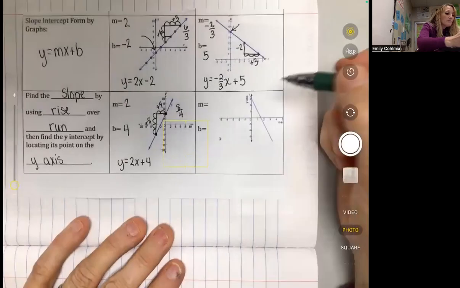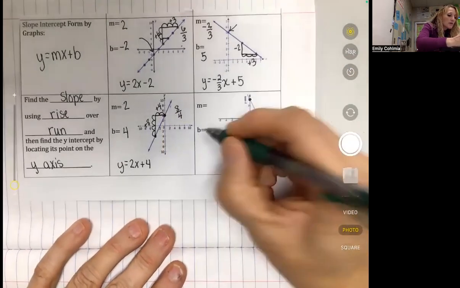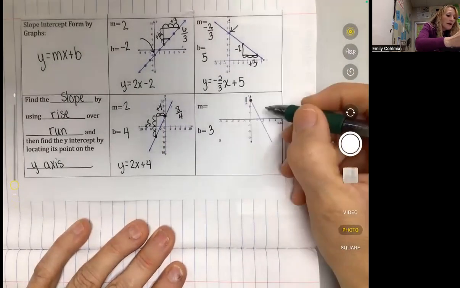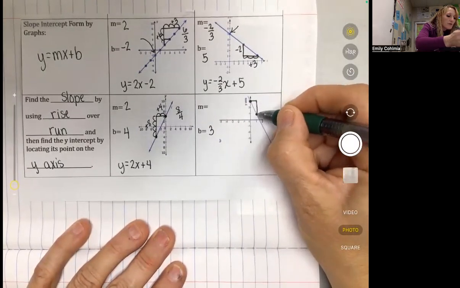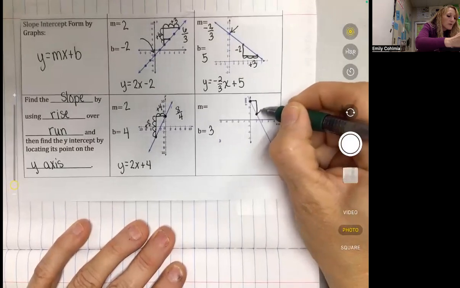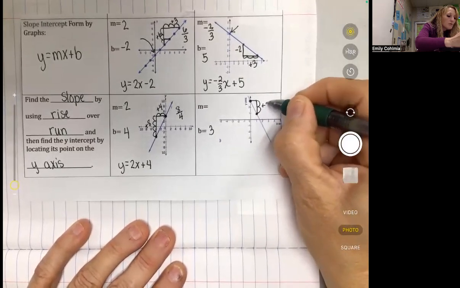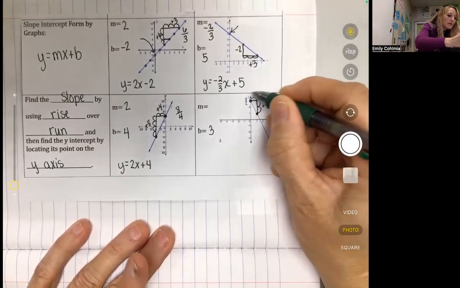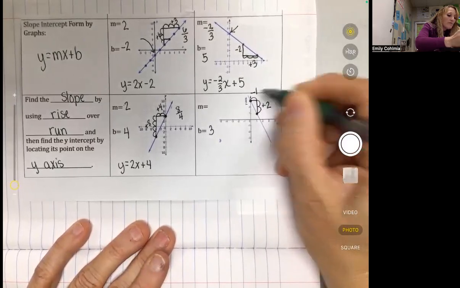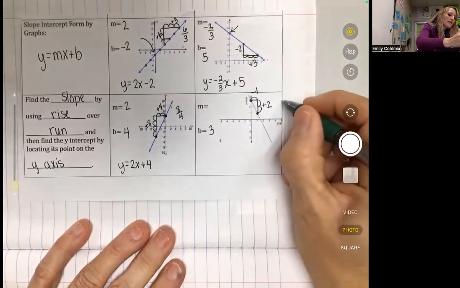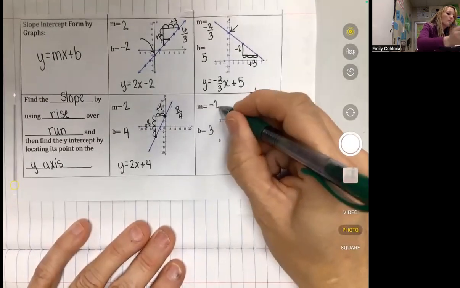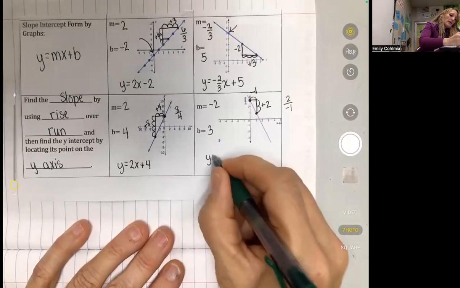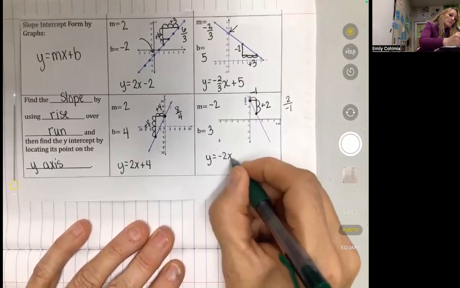And then the last one, looks like our y-intercept is 3. And let's see if we can use that one right there. Make my slope triangle. Looks like I'm going to rise 1, 2. And I'm going to run, I'm going left, so it's going to be -1. So I'm going to rise 2, run -1, so that would be a -2. This would be y equals -2x plus 3.